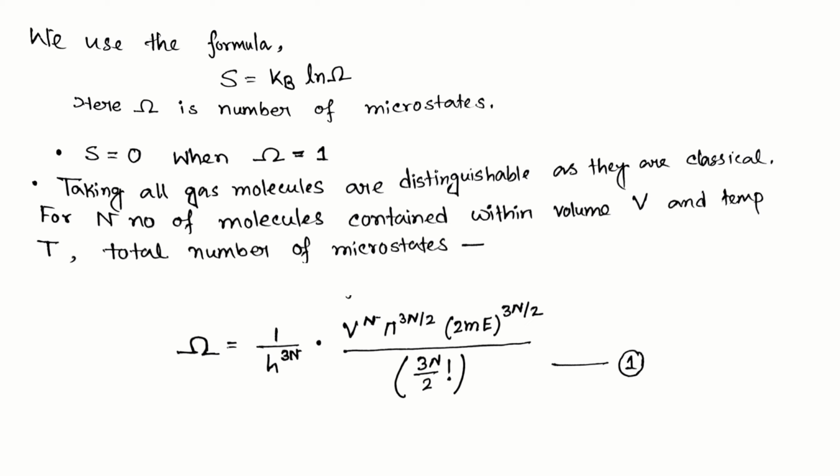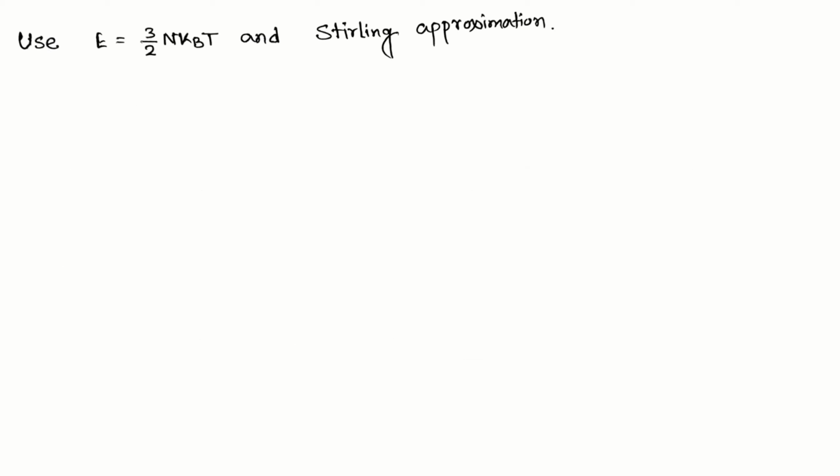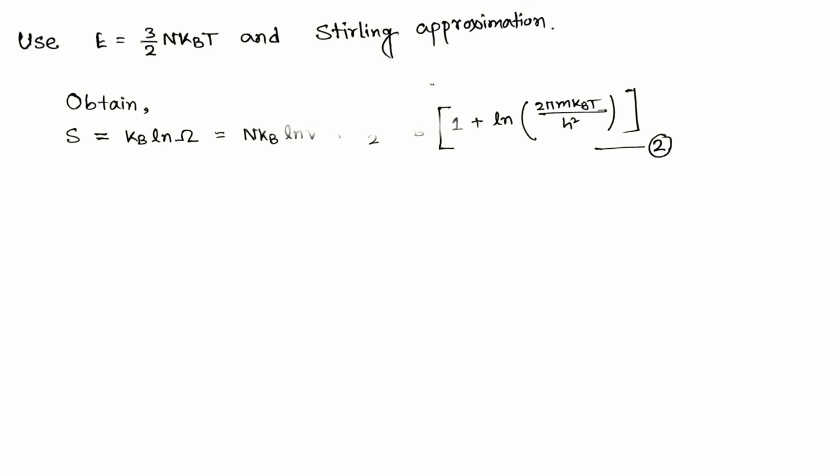Now, in this equation, you have to do two things. One, you have to put energy as 3/2 N k_B T and use the famous Stirling approximation. Then you can calculate the entropy. Use that equation S = k_B ln Ω. So you will land at this type of equation. This is the equation we'll use for the entropy of gas mixing later.